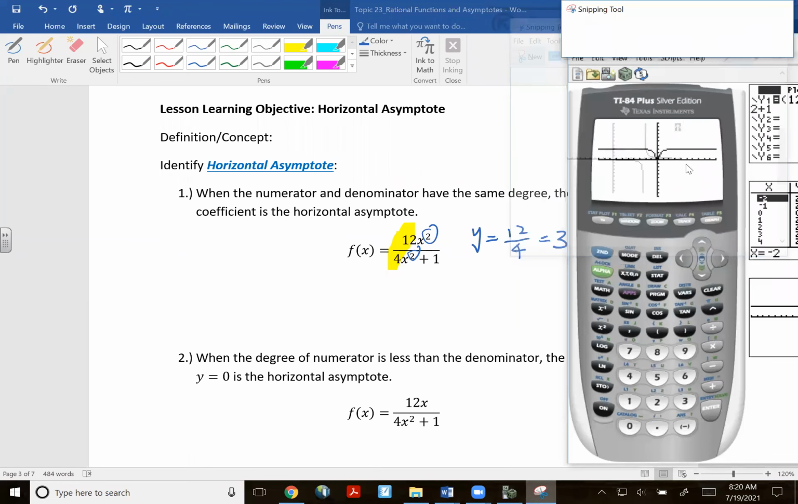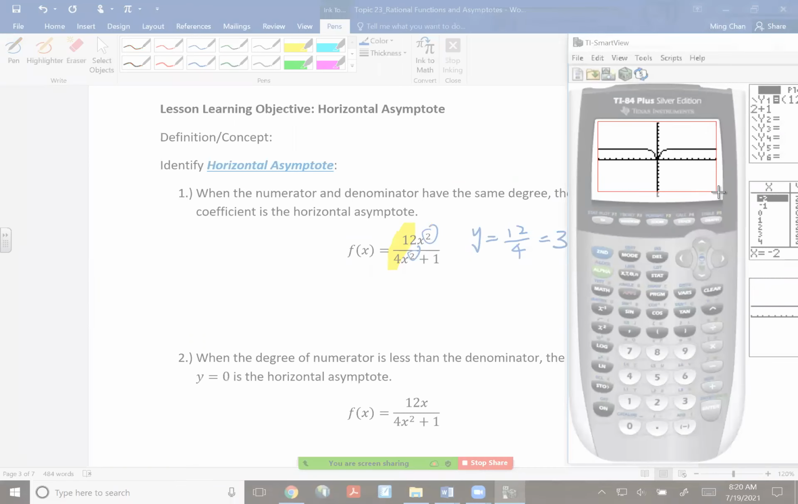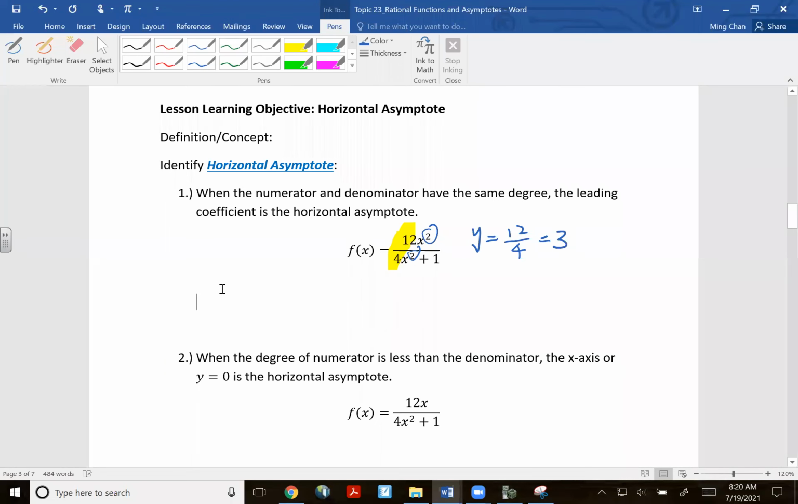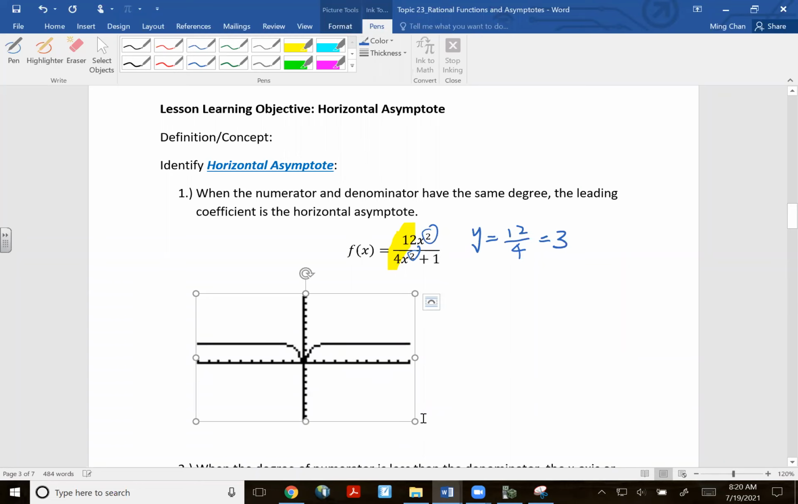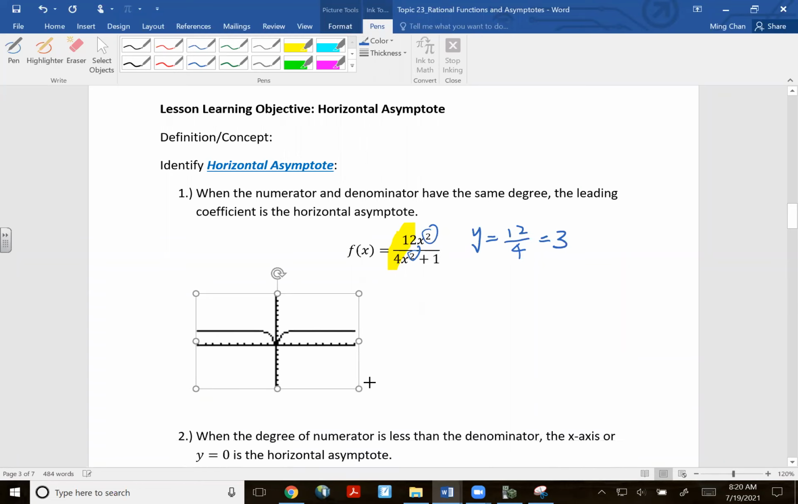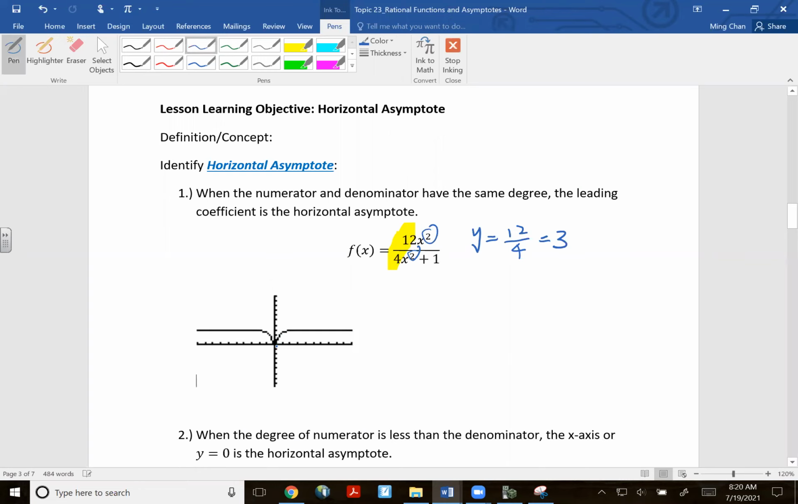1, 2, 3. It's right about here. So the horizontal line kind of bounds this graph, right? There's a horizontal line right here, y equal to 3, right above your graph.